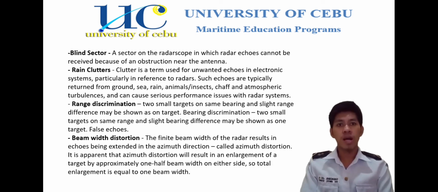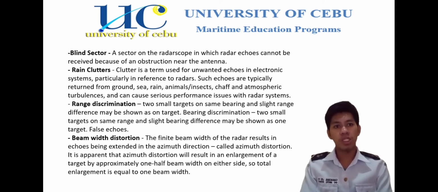Blind sector. A sector on the radar scope in which radar echoes cannot be received because of an obstruction near the antenna. Ring clutters. Clutter is a term used for unwanted echoes in electronic systems, particularly in reference to radars. Such echoes are typically returned from ground, sea, rain, animals or insects, chaff, and atmospheric turbulences, and can cause serious performance issues with radar systems.